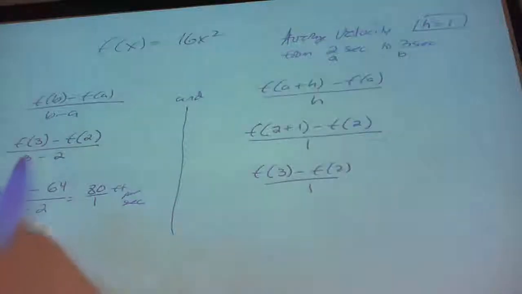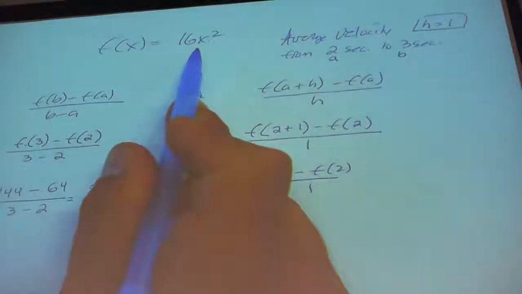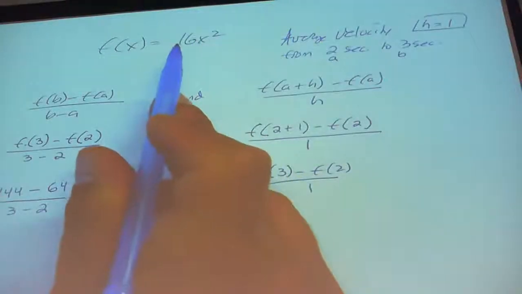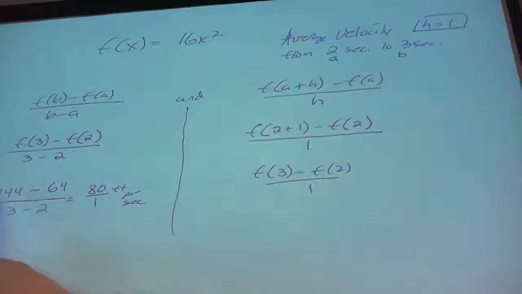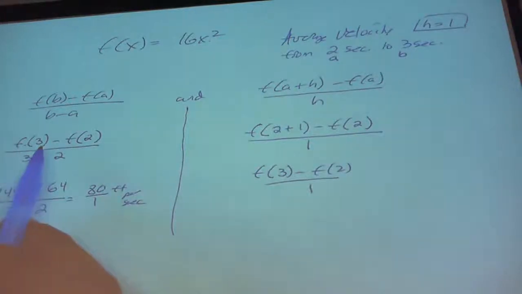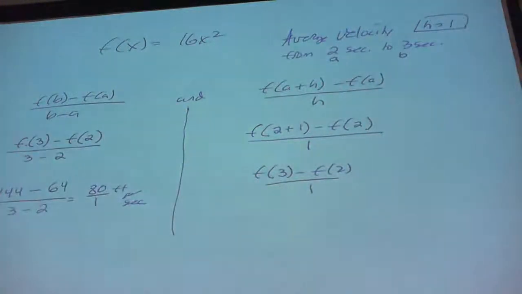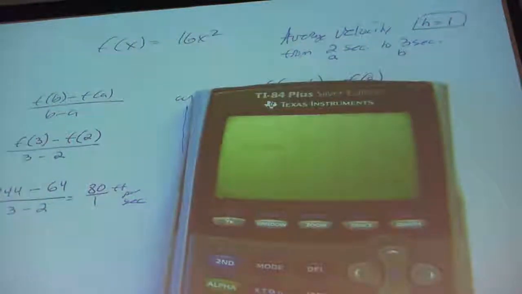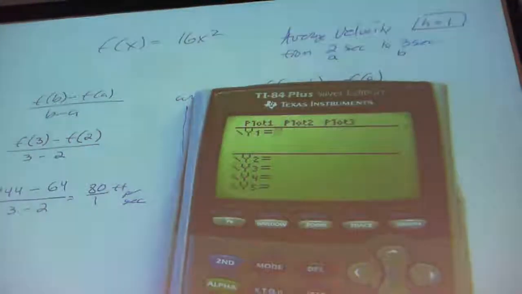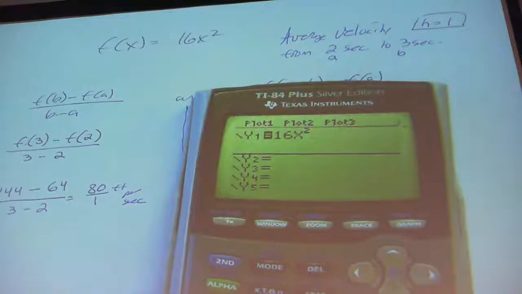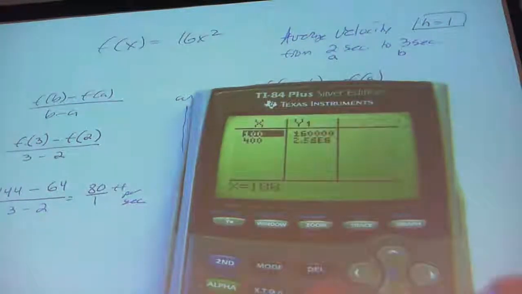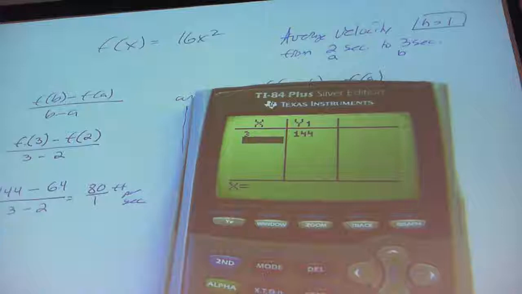Okay? So if you took 3, plugged it in, 3 squared is 9. 9 times 16 is what? 144. That's what f of 3 means, right? Plug in 3 to the function. And if you need me to show you, if I go to y equals, type in 16x squared, if you plug in 3, you get 144. If you plug in 2, you get 64. That's where those numbers came from. F of 3 means plug in 3, it's 144.